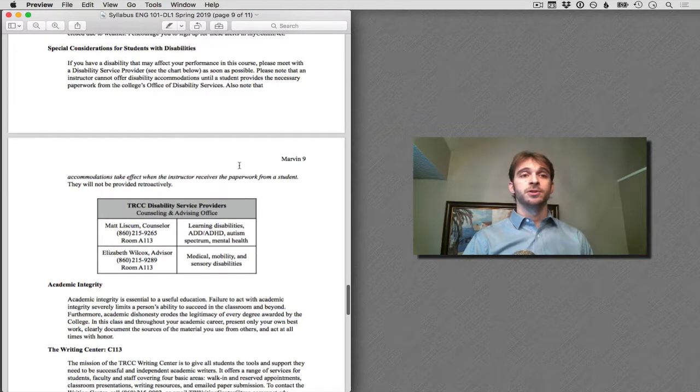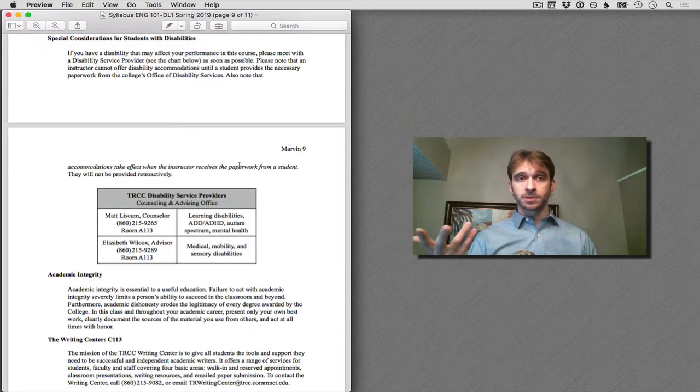Special considerations for students with disabilities. If you have any unique circumstances that may affect your ability to do the work in this class, I'm happy to accommodate you, but you do have to give me official paperwork from the A-Wing for me to give you those accommodations, whether it's extra time or anything of the sort.